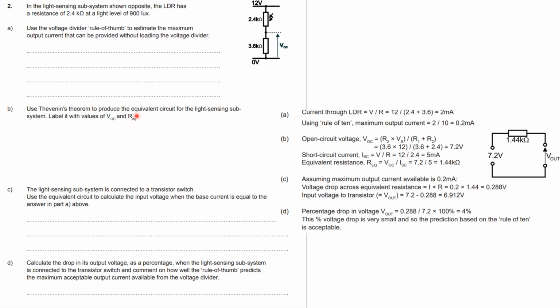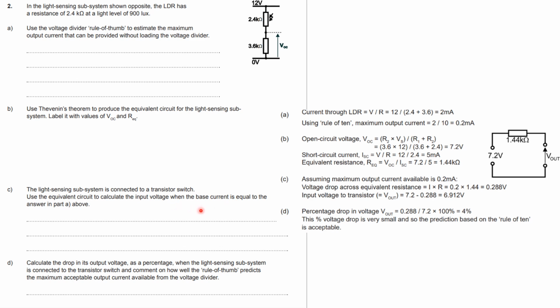So for now the equivalent resistance is 1.44 kiloohms. Then I can basically do V equals I times R. So you can see here, I know that the volt drop is 0.288. The input voltage to the transistor would be 7.2. So 7.2 minus the volt drop across there gives me 6.912 volts. Okay, so that would be how I would work out the input voltage there.